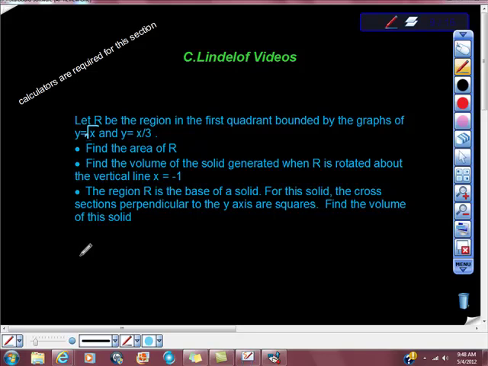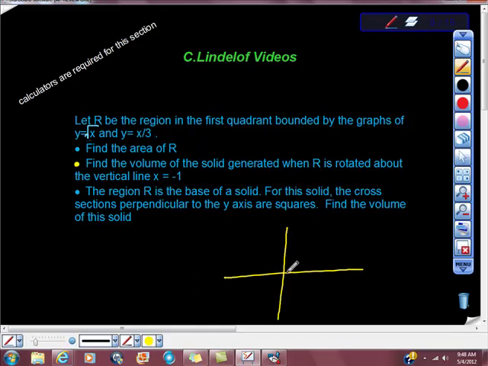AP Calculus review. This is from the calculator required section, and I want to work on this part of the problem right now. I already did a video on the first part, so let's do this part right here. Find the volume of the solid generated when R is rotated about the vertical line x equals -1. First off, let's take a look at what this function looked like.